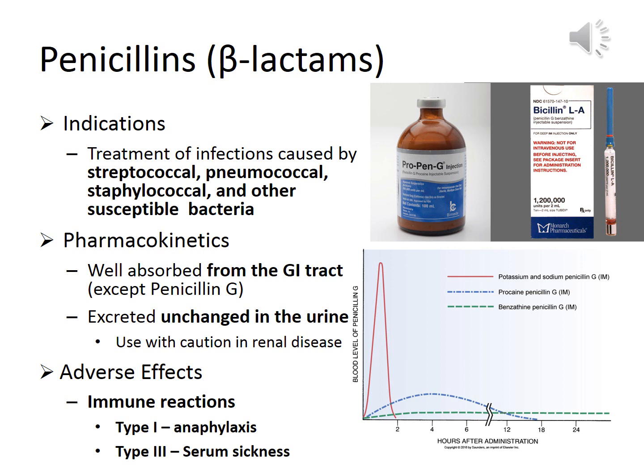The pharmacokinetics of these is that they're all well absorbed from the GI tract with the exception of penicillin G, because remember penicillin G is destroyed by the stomach acid. If we look at the pictures on the right hand side, we'll look at the injectable form of that. The Pro-Pen G is procaine penicillin. I don't know if you can see it very well, but it's a white colored suspension basically of procaine penicillin G crystals. And again, you wouldn't want to put that in the vein.